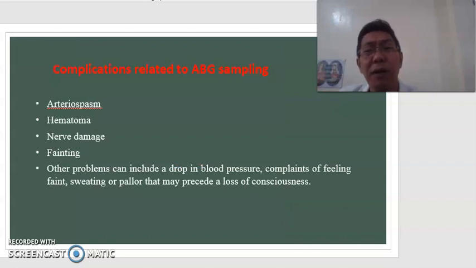All right. So what are the complications related to ABG extraction or sampling? Arterial spasm, hematoma, nerve damage. You can even damage the nerve, fainting, and other problems that can include a drop in blood pressure, complaints of feeling unwell up to pain, and of course sweating or pallor that may precede a loss of consciousness. That's it. Finished with your ABG analysis or extraction of blood.